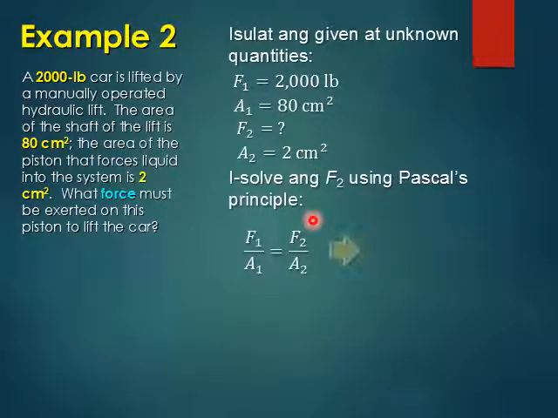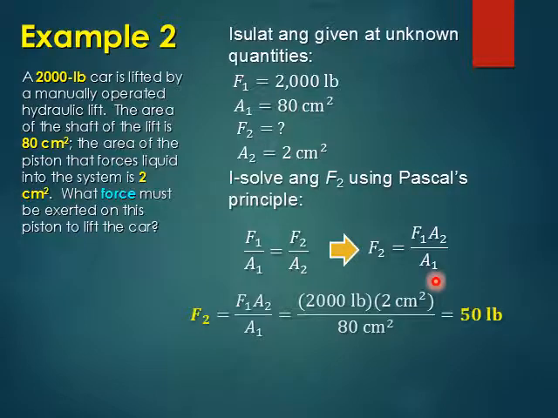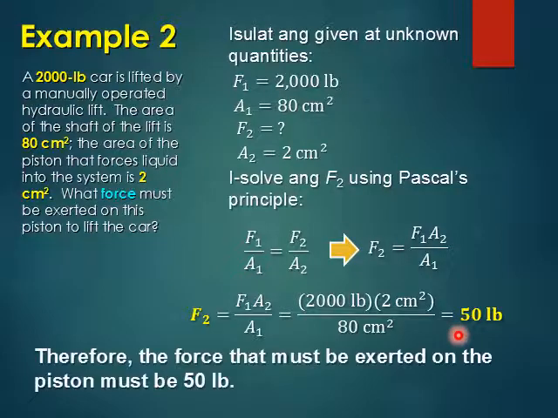Okay, so solving for F2, i-cross multiply muna natin itong dalawa. So F2 equals F1 times A2, and then divide this by A1. When we substitute, you have 2,000 pounds times 2 square centimeters divided by 80 square centimeters. Makakancel yung unit ng square centimeters and you're left with F2, which is 50 pounds. So, therefore, the force that must be exerted on the piston must be 50 pounds.